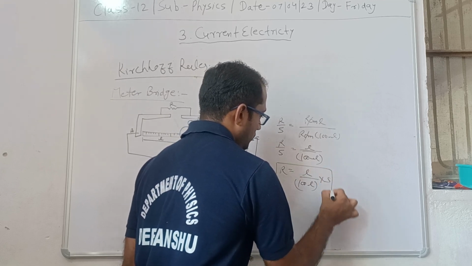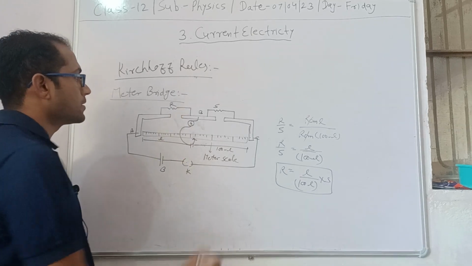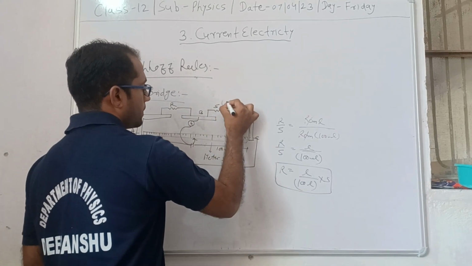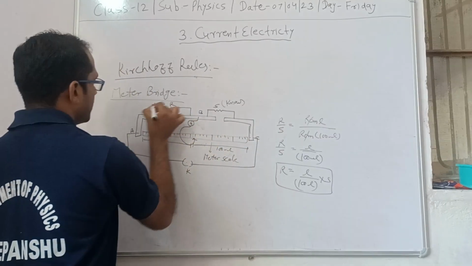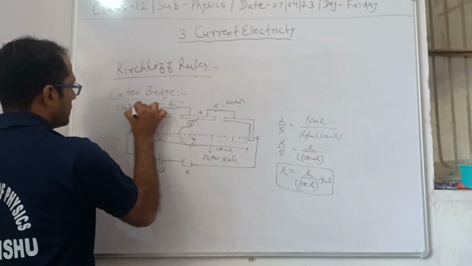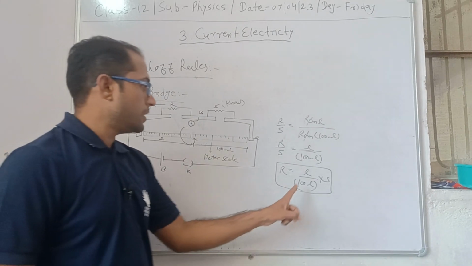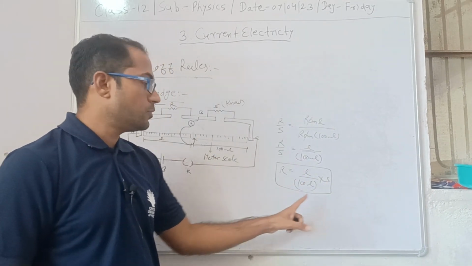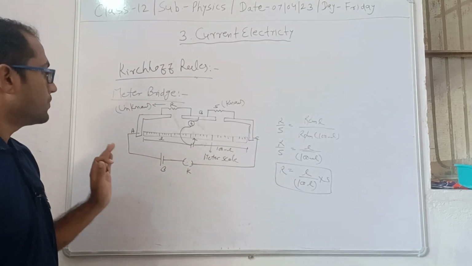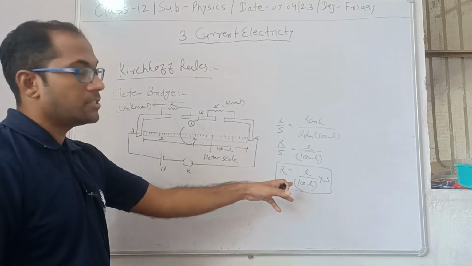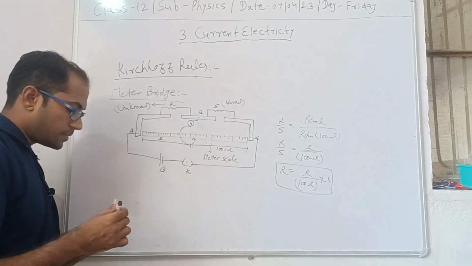If you know the value of S, the known resistance, S is known and R is actually unknown. Once you have the value of the known resistance S, you can easily find the value of the unknown resistance R. This is the basic formula of the meter bridge that we use in practical usage.